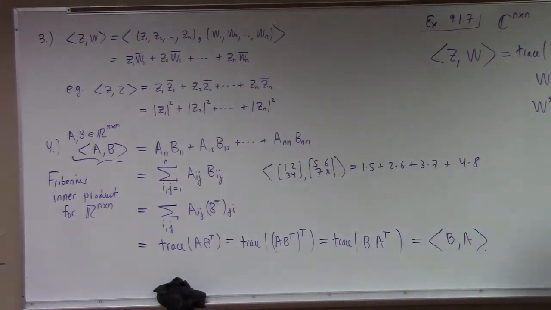Now, this next example is a little bit more out there, but we can look at continuous functions on 0 to 1, so continuous functions from [0,1] to the reals, all right? And we could define the inner product of f and g to be the integral from 0 to 1 of f of x, g of x dx.